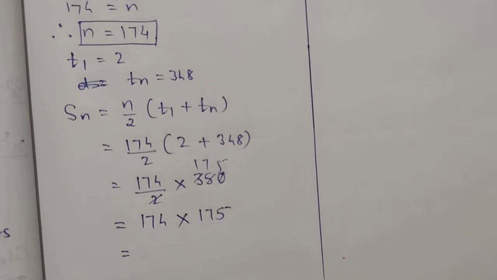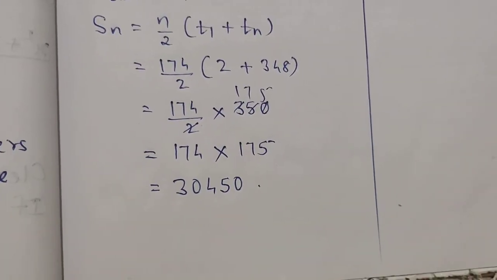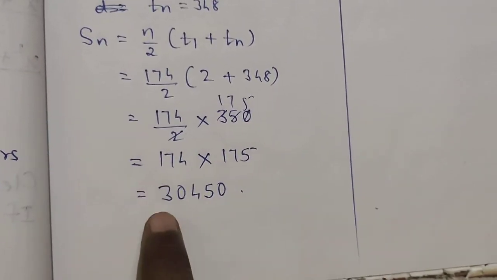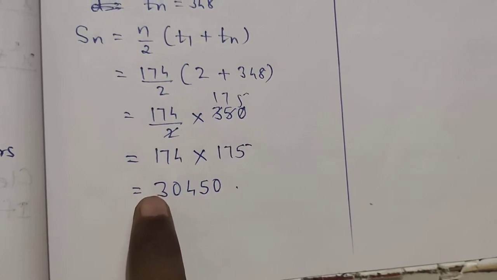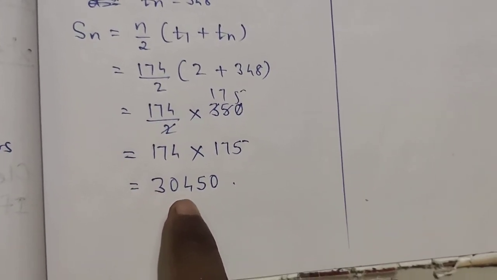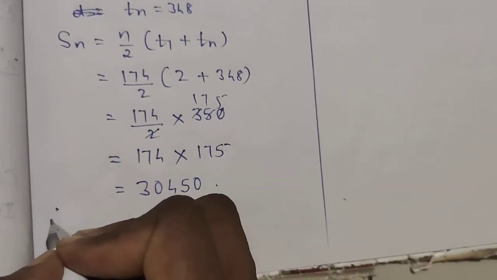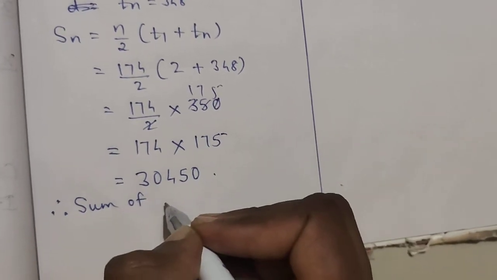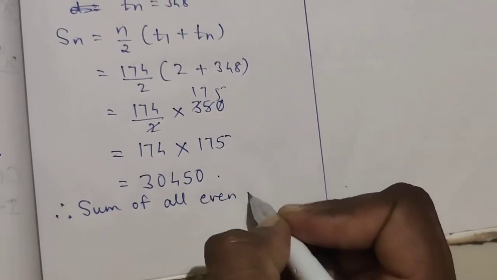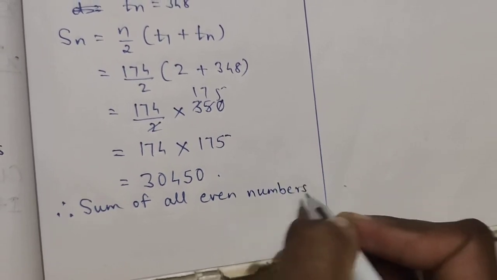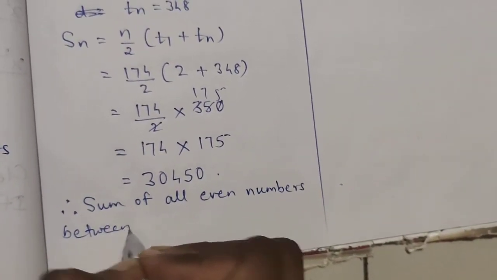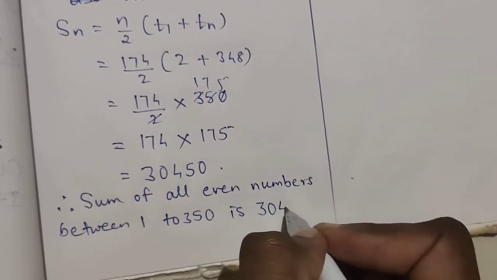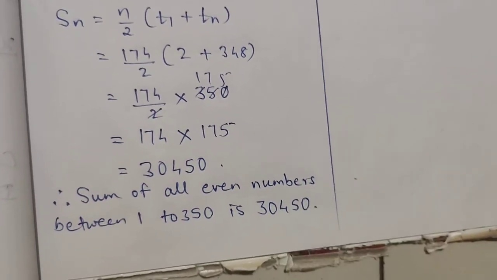Okay, now let me multiply this. So if you multiply, you are going to get 30450. So the Sn value, that is the sum of numbers between 1 to 350, is 30450. So write your final answer. That is, sum of all even numbers between 1 to 350 is how much? 30450.